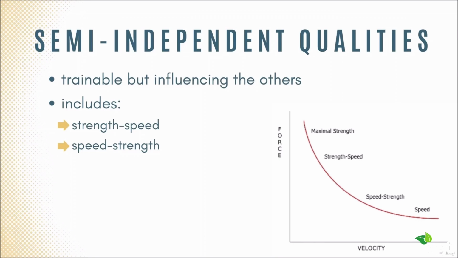Strength speed and speed strength are located on the force-velocity spectrum between maximal strength and speed, more towards the center of the curve.